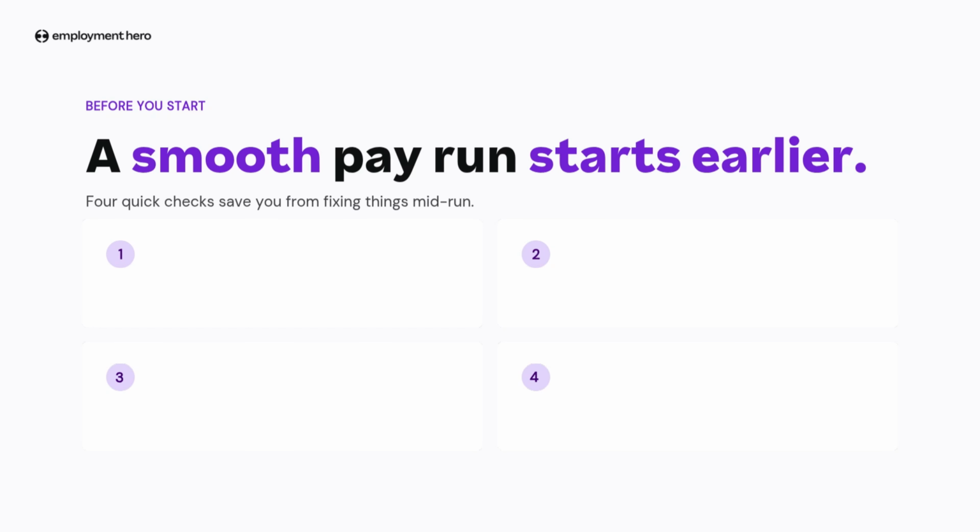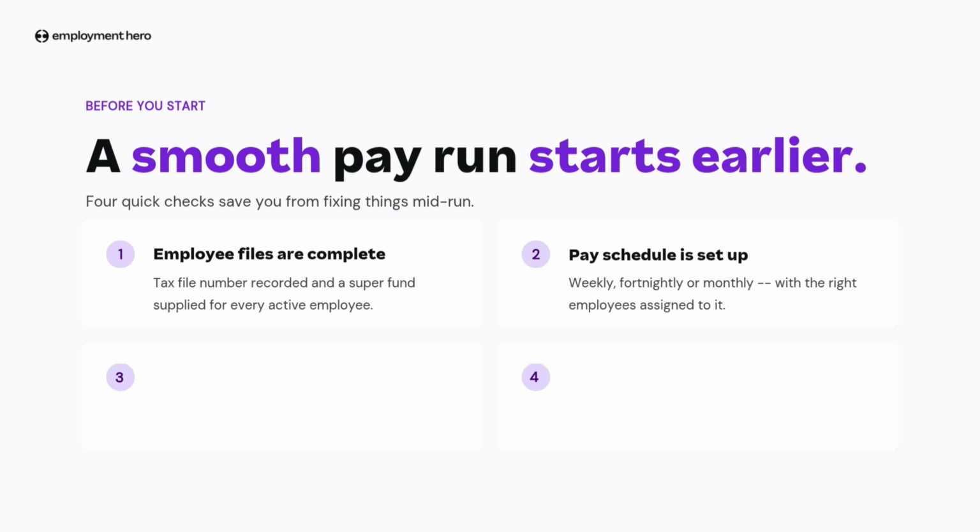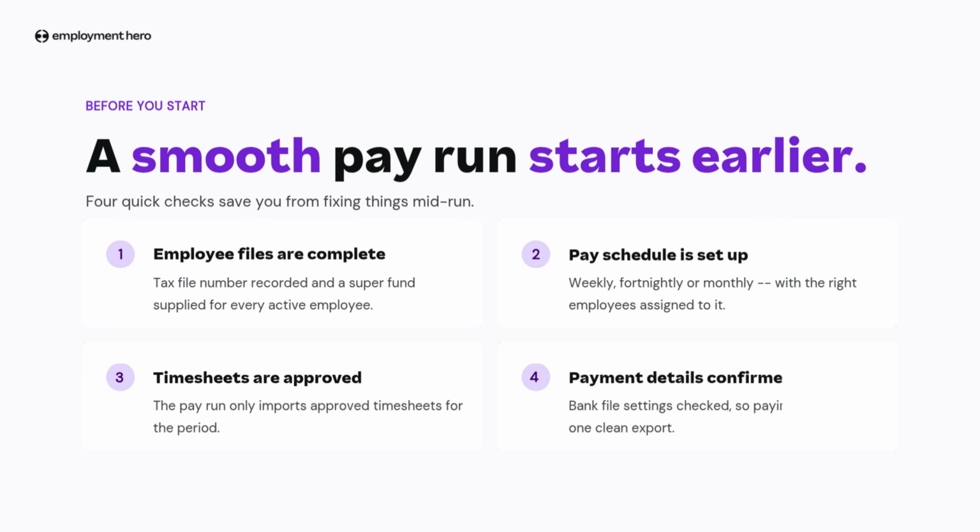A quick word before we touch anything. A smooth pay run is really won before you start it. 4 things to check. Every employee file is complete. That means a tax file number on record and a super fund chosen. Your pay schedule exists, weekly, fortnightly or monthly, with the right employees attached to it. Timesheets for the period are submitted and approved because the pay run can only import what's been approved. And your payment details are confirmed, so the bank file goes to the right place. Tick those 4 and the rest of this video is easy.